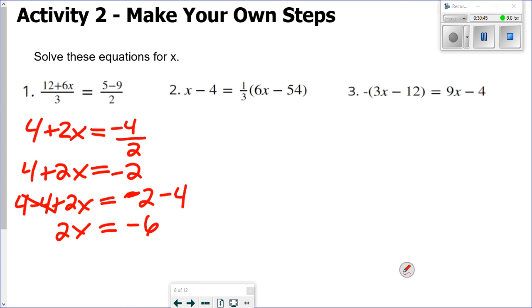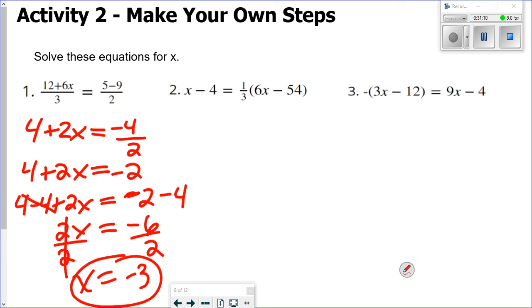Last but not least, if I'd like to eliminate that 2 from the left-hand side, I'm going to do the inverse of multiplying by 2, which is dividing by 2. I know whatever I do to the left, I must balance my equation and also do that same operation to the right. They'll divide out on the left. I'm just left with x, and on the right, negative 6 divided by 2 is negative 3.